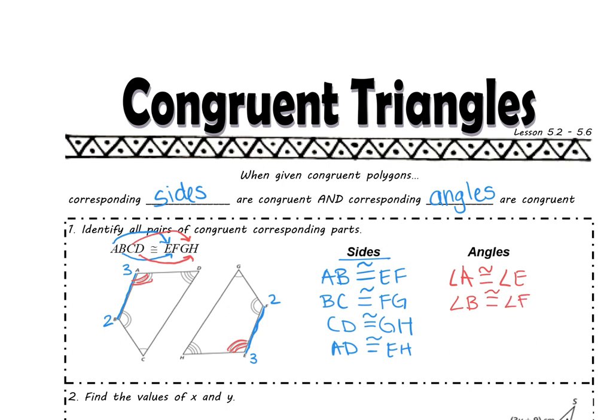So B and F are going to be congruent. Next is angle C and angle G that are both in the third spot. And then our last one's angle D is going to be congruent to angle H.